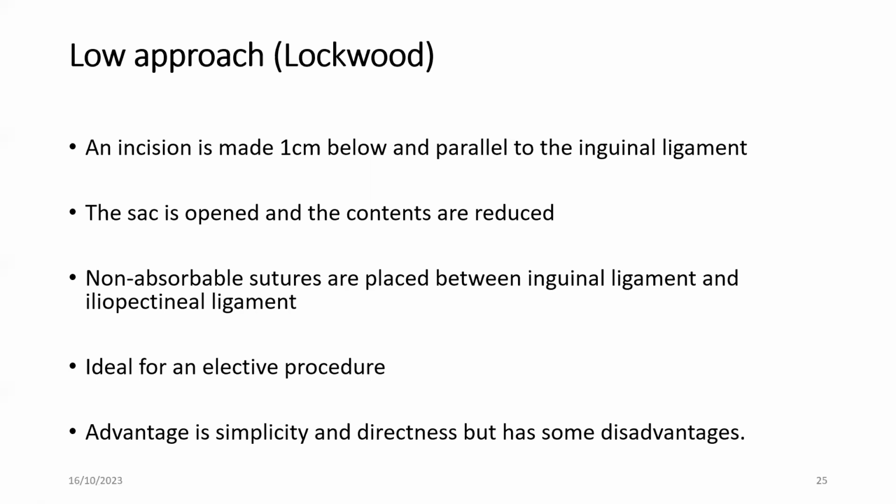So for the Lockwood approach, an incision is made 1 cm below and parallel to the inguinal ligament. An 8 to 10 cm incision is usually made. The skin and tissues are dissected in the normal way until you get to the sac. Then the sac is opened and the contents are reduced. Then the sac is twisted and cut until it's no longer visible above the femoral ring. The femoral ring is closed using non-absorbable suture. This Lockwood approach is usually ideal for an elective procedure.